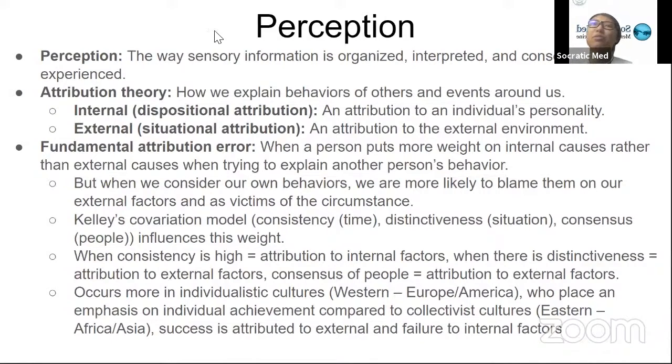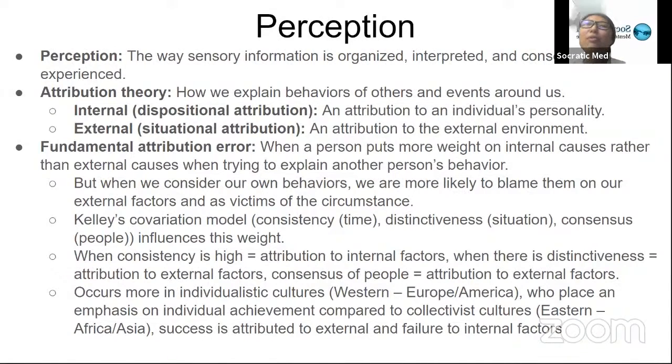One of these is the attribution theory, which is very associated with perception. It's how we explain behaviors of others and events around us. And so this is broken up into internal and external side. So internal is with a dispositional attribution, which is when they believe that the behavior of others is due to an individual's personality. And then the external or situational attribution is when they believe that someone's behavior is due to perhaps the external event environment that they're put into.